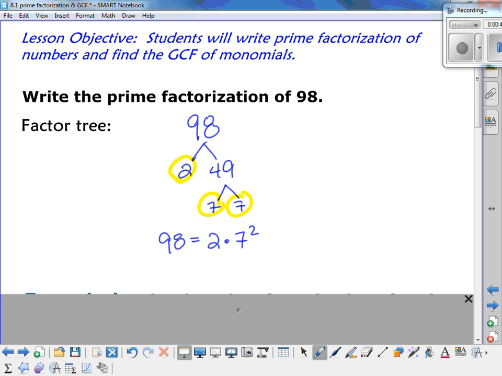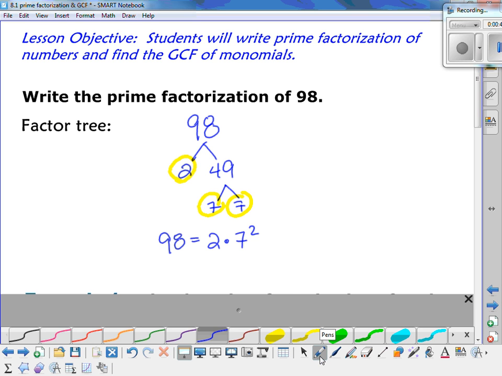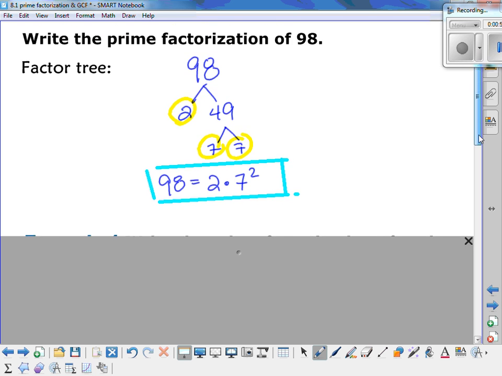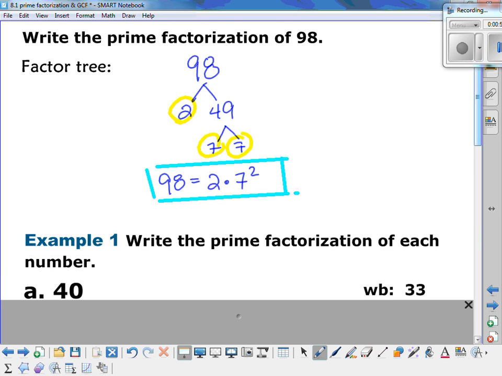Does that make sense? So that's my prime factorization of 98. All right, so let's see here. Got some more. Set this one aside for now.